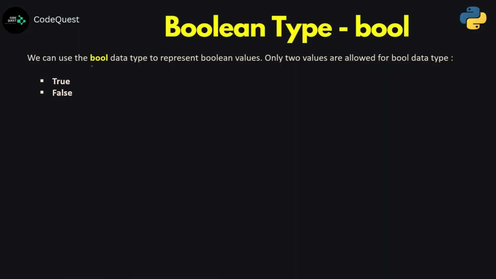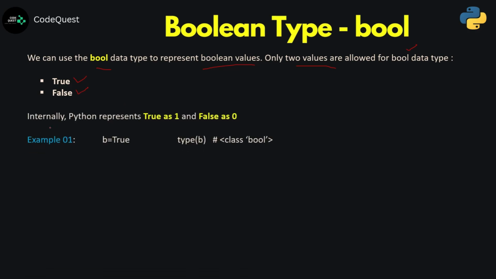We can use the bool data type to represent boolean values. Only two values are allowed for the bool data type, that is True and False. Internally, Python is going to treat True as 1, whereas False as 0.